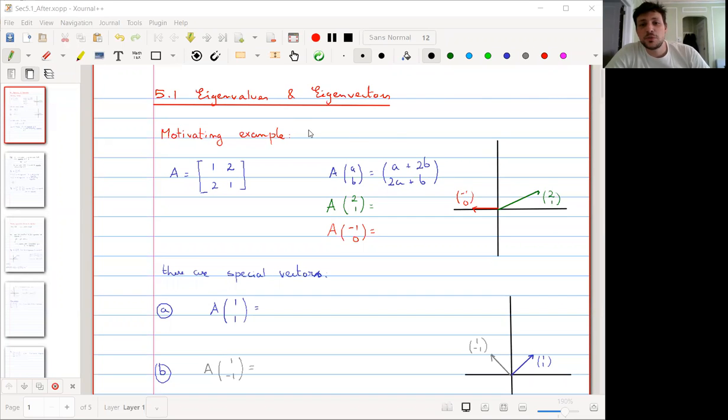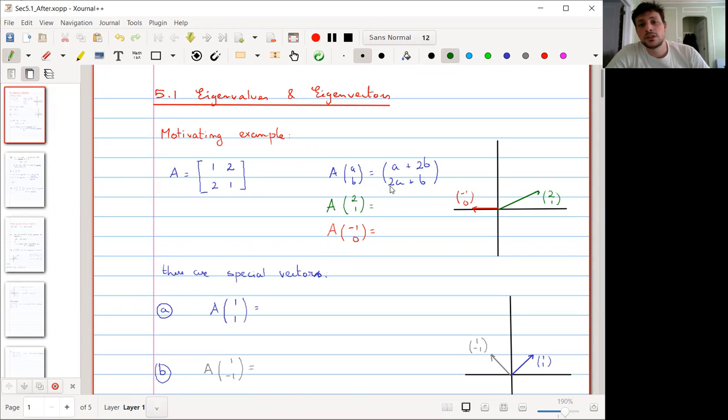Hello. In this video, we define eigenvalues and eigenvectors. We'll start with this motivating example to get an idea of why they're important and what they are. Let's consider this matrix 1, 2, 2, 1.